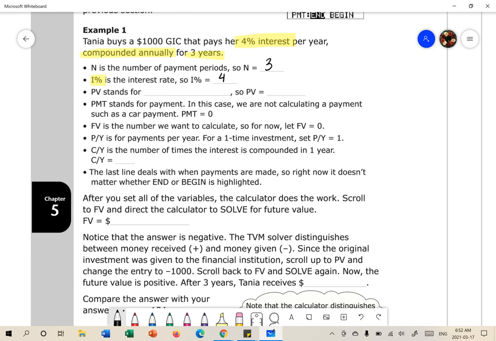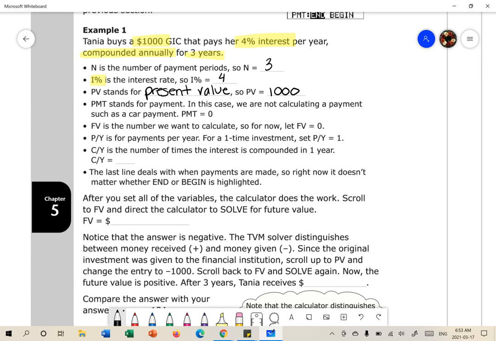PV, we know, stands for present value. And it says that she bought a $1,000 GIC. So that's the amount of money she started with. So where we see PV in the calculator, we would input 1,000. PMT stands for payment. In this case, we are not calculating a payment such as a car payment. So we'll leave PMT equal to 0.